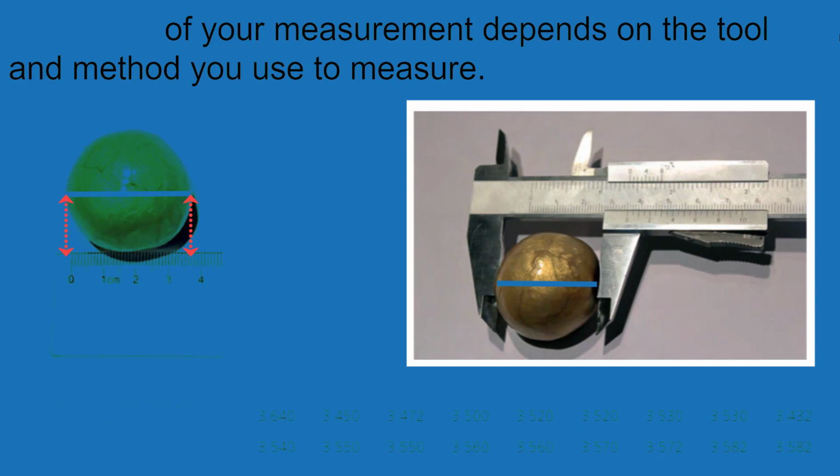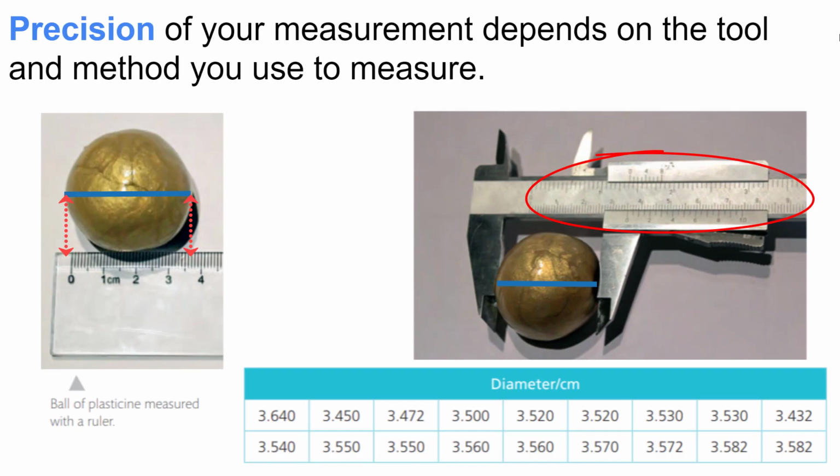The caliper, on the other hand, is a tool specifically used to measure the length of an object like a sphere, and the markings on the caliper allow the measurements recorded to be more precise because there is less guessing that needs to be done by the eye of the person. In short, precision refers to how exact we can get our measurements to be.